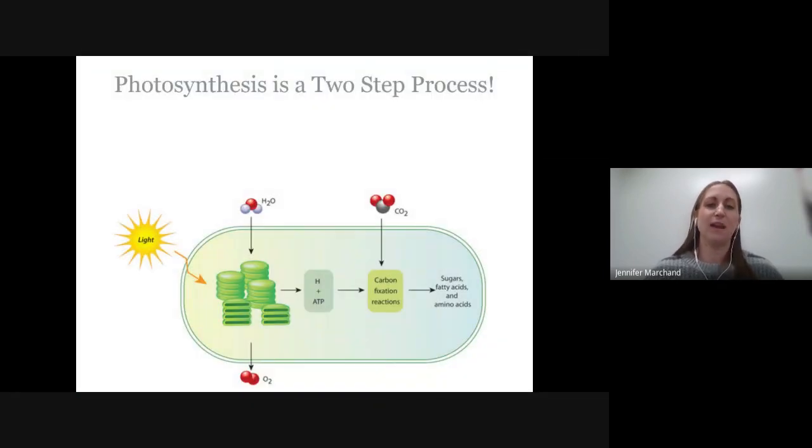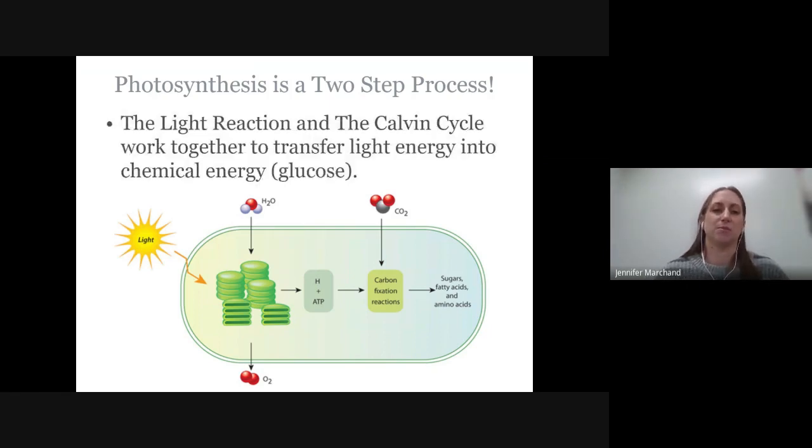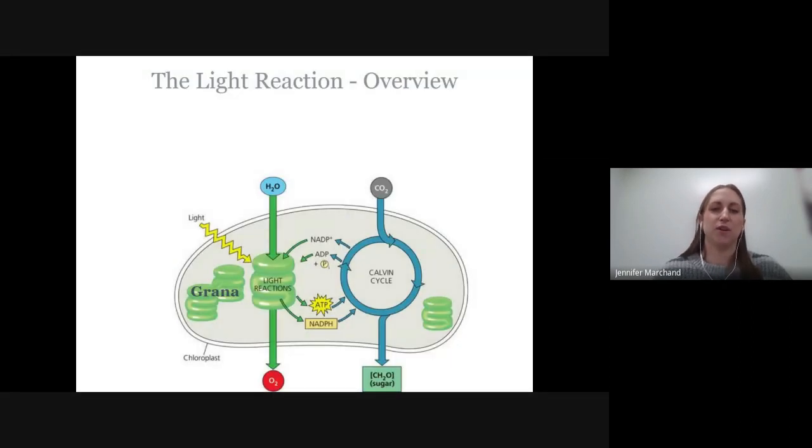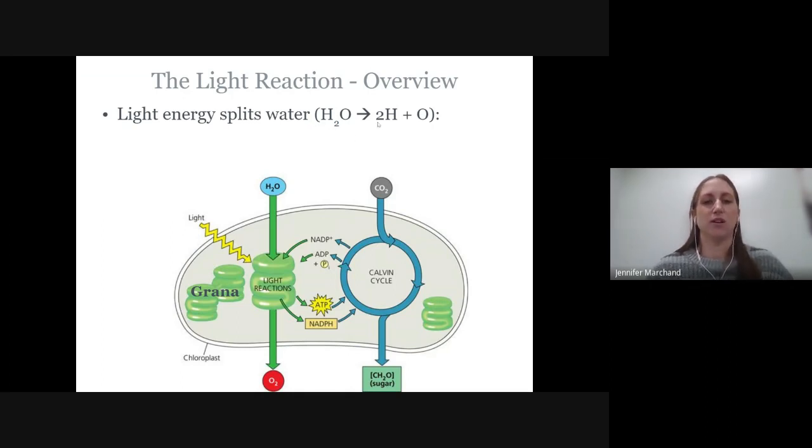Okay, now that we've gotten through the basic process of photosynthesis, we need to focus a little bit more on the two-step process part of it. So there's the light reaction part of it, and then there's the Calvin cycle part of it, and they work together to transfer the light energy into the chemical energy of glucose. So here's the light reaction. What ends up happening is the light energy splits the water into two pieces, into two hydrogens and an oxygen.